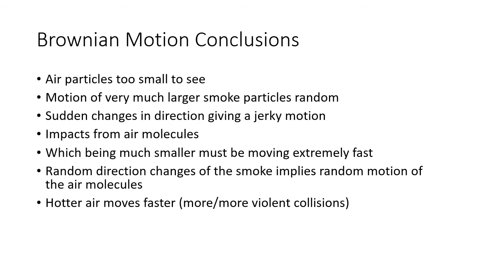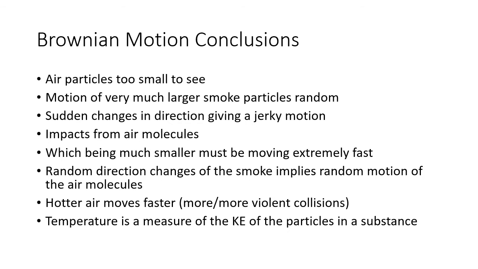Therefore, hotter air moves faster, which means that one of the key conclusions of the particle model, that Brownian motion is evidence of, is that temperature is a measure of the KE of the particles within the substance. So as temperature goes up, the particles within the substance move faster. If it's a solid, that means they're oscillating in position, but they oscillate backwards and forwards faster. If it's a liquid, it means they change position faster. If it's a gas, it means they zip around faster.